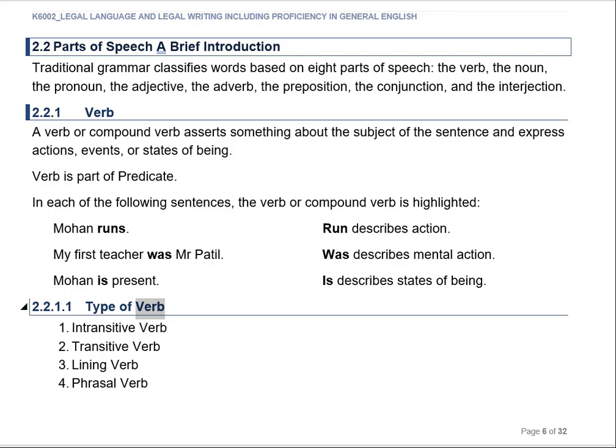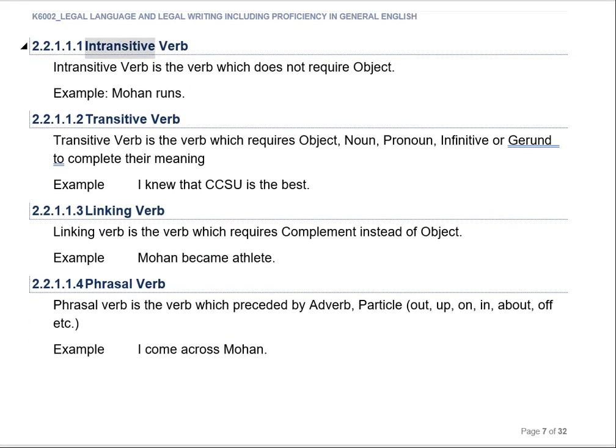Types of verb. Intransitive verb. Transitive verb. Linking verb. Phrasal verb. Intransitive verb. Intransitive verb is the verb which does not require object. Example, Mohan runs.